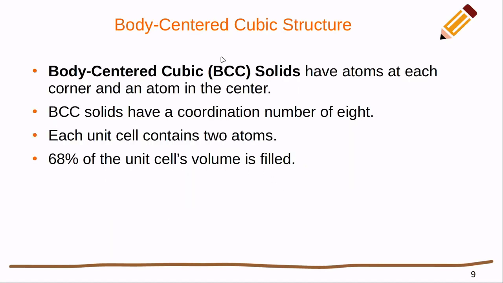The next structure we want to look at is the body-centered cubic, or BCC, solids. They have atoms at each corner and an atom in the center. They lead to a coordination number of 8. And each unit cell is actually able to contain 2 atoms. It's a little bit more efficient way of packing, where we actually have 68% of the cell's volume filled.